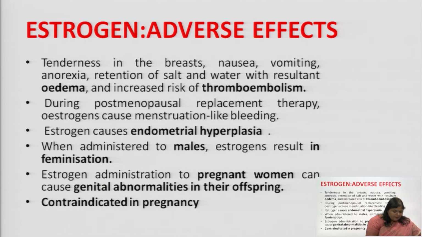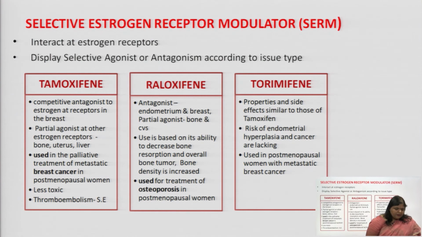If excessive doses are administered to males, it can lead to feminization, and the development of breasts in males, which is called gynecomastia. Then estrogen administration to pregnant women can cause genital abnormalities in the offspring. So that is why estrogens are totally contraindicated in pregnancy, that is, they should not be given in pregnancy.